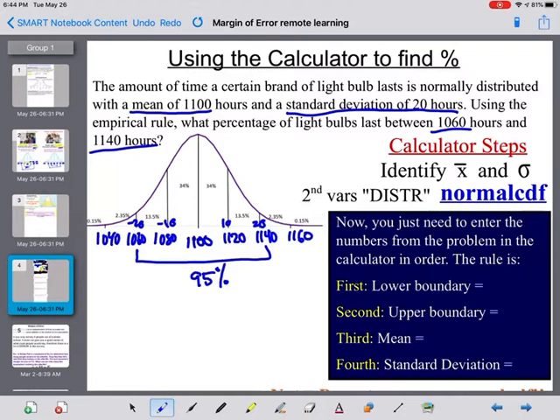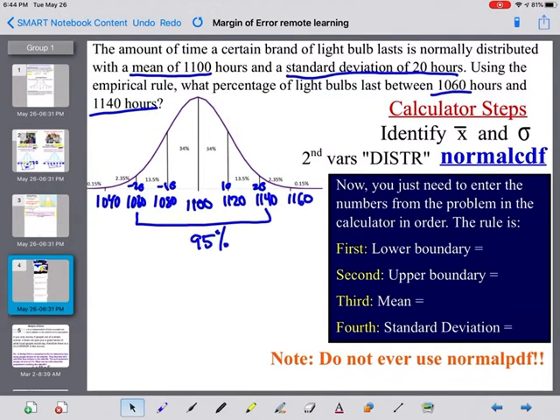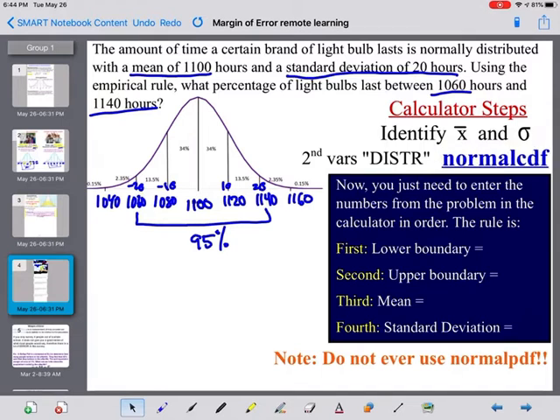Second, VARS. VARS is right near the clear button, and that means distribution. So that's what we're learning about, is distribution of data. Then you're going to choose normal CDF, okay? Little note, you would never use normal PDF. We're only using normal CDF in almost everything you would ever need.